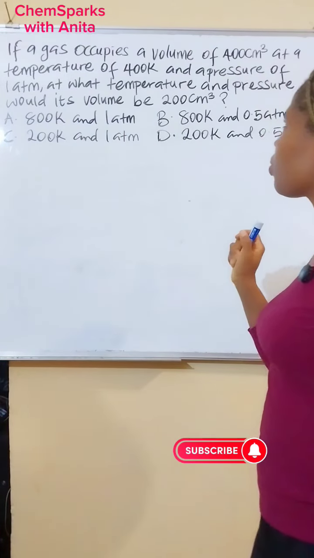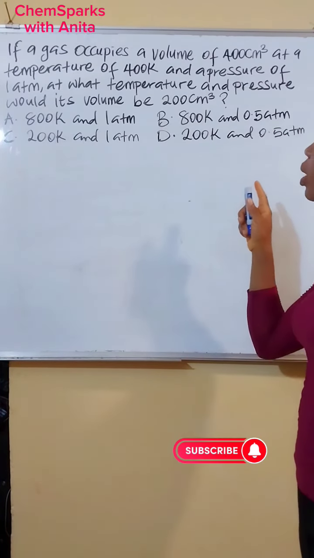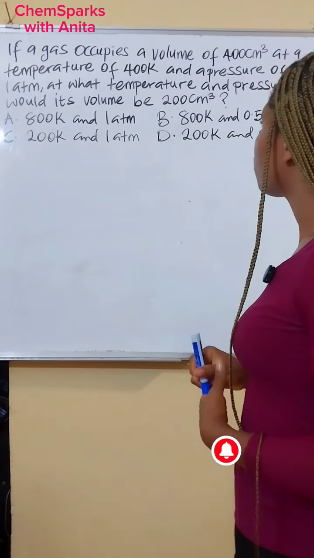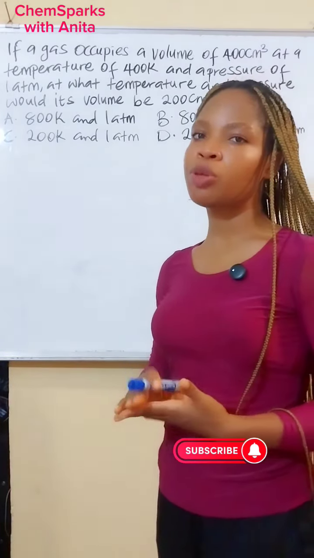If a gas occupies a volume of 400 cm³ at a temperature of 400 Kelvin and a pressure of 1 atmosphere, at what temperature and pressure would its volume be 200 cm³?